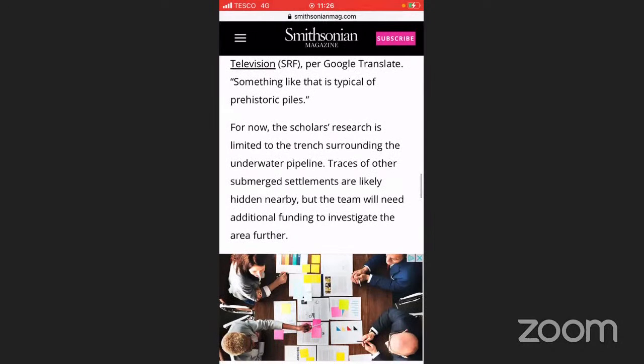But now the scholars' research is limited to the trench surrounding the underwater pipeline. But let's not be greedy. This is great evidence. Traces of other submerged settlements are likely hidden nearby. But the team will need additional funding to investigate the area further. So there we go.